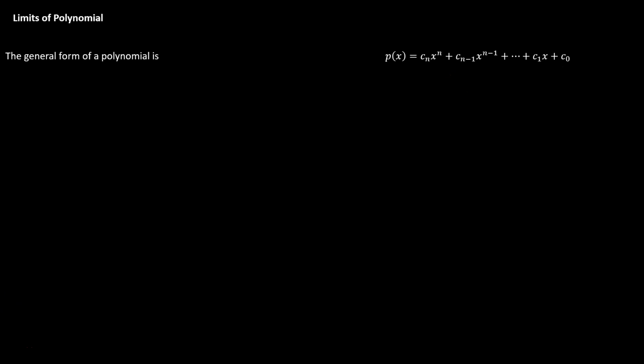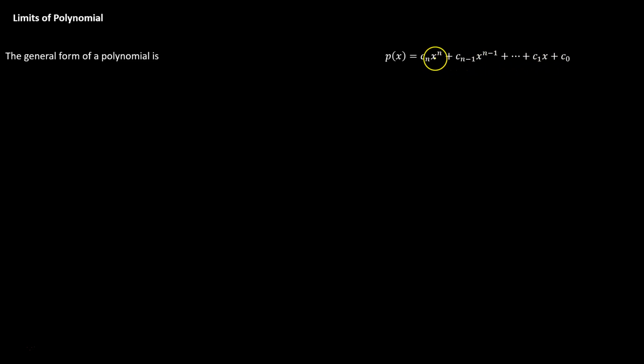Limits of a polynomial. On the screen, I have a general form for a polynomial. In general, a polynomial is just a sum of multiple terms. Each term can have a coefficient, like the c sub n factor in the front, and it can have a factor with the variable, like the x to the nth power in this first term. And I've arranged them in decreasing order.